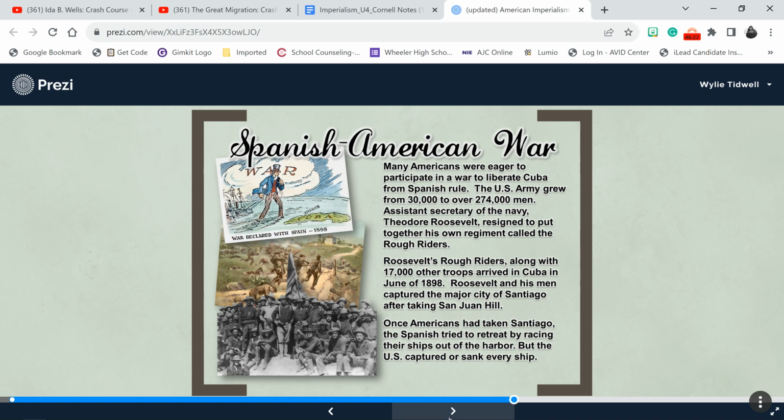Teddy Roosevelt. Remember that name, Teddy Roosevelt? He resigned to put together his own regiment called the Rough Riders. So they fought during the Spanish-American War. Roosevelt's Rough Riders, along with 17,000 other troops, arrived in Cuba in June, and he and his men captured Santiago and taken San Juan Hill. So they were not playing no games. Again, this was a very fast war.